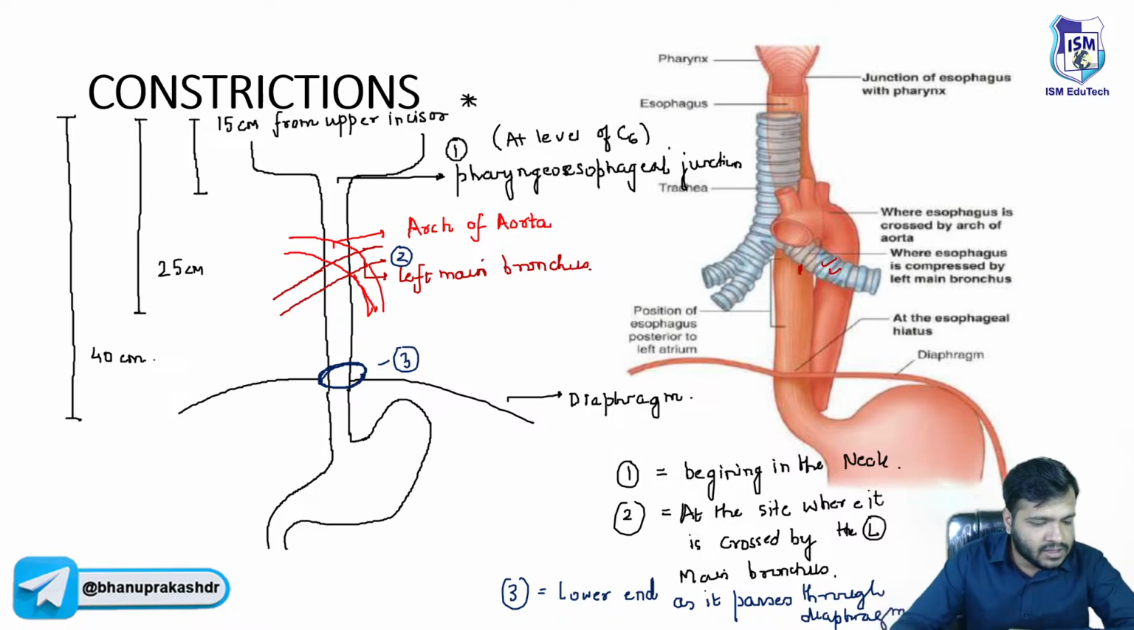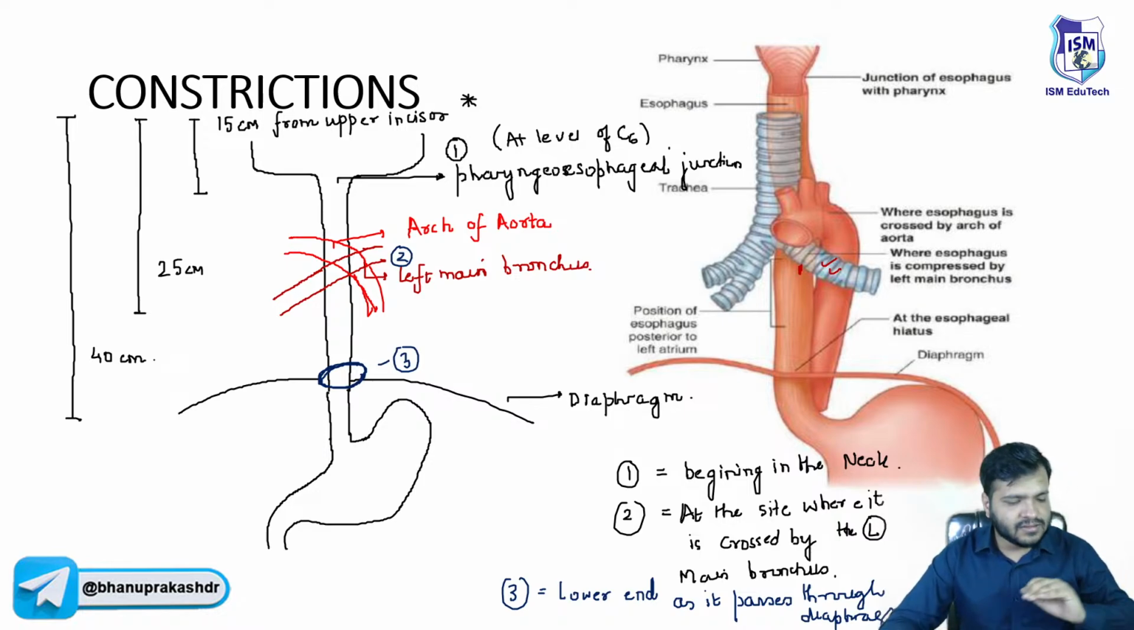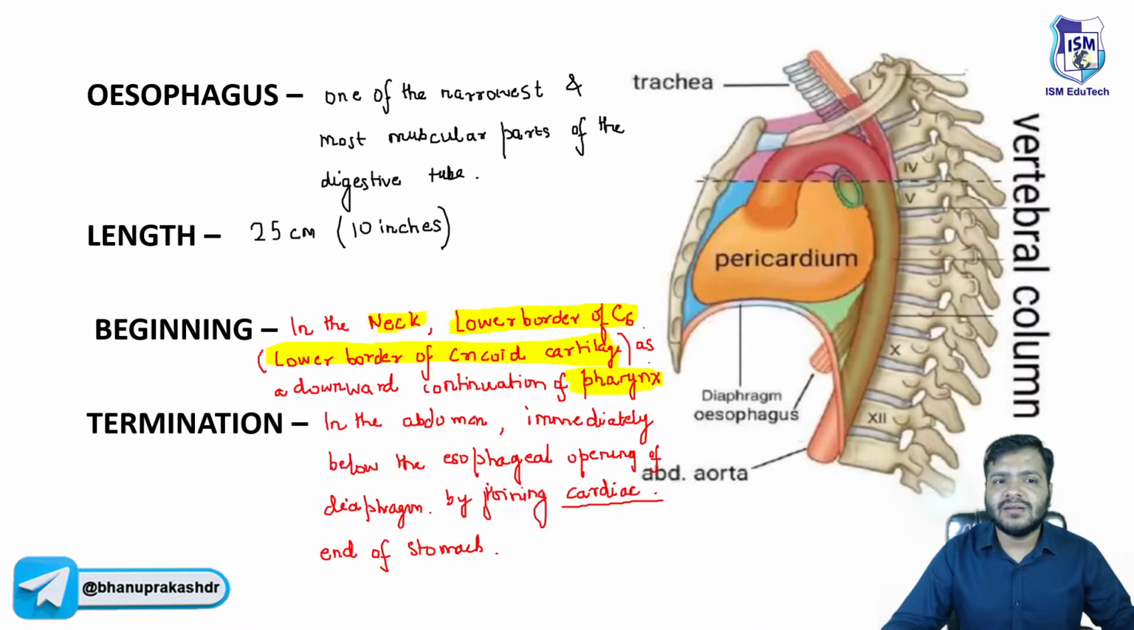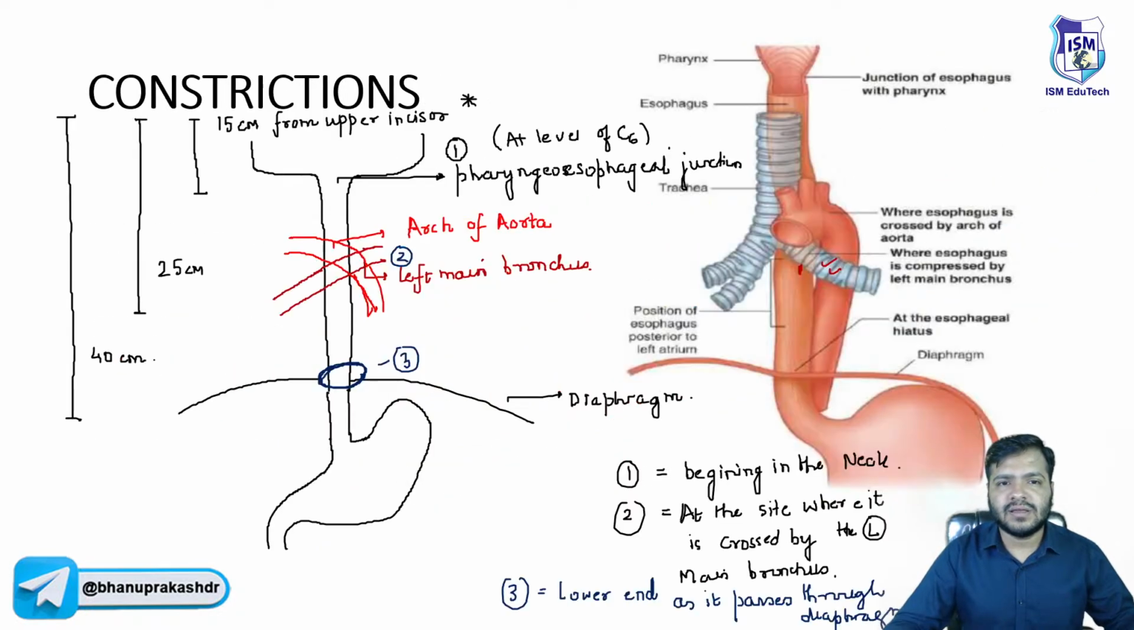Usman, very good. I hope this is clear. All the constrictions are clear, and their location is clear: 15 centimeters, 25 and 40 centimeters. Just give me a thumbs up in the chat box that the constrictions are clear, the parts are clear, and the length, beginning and termination are clear.